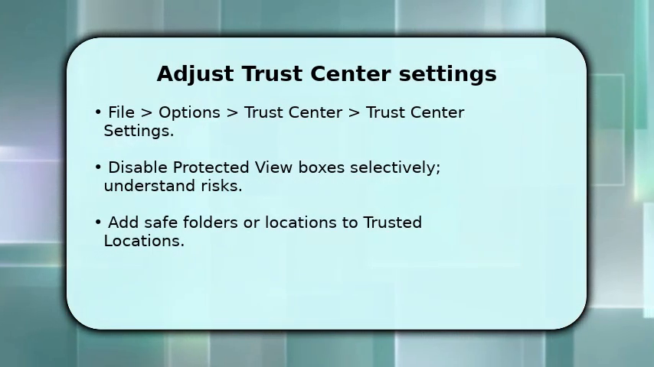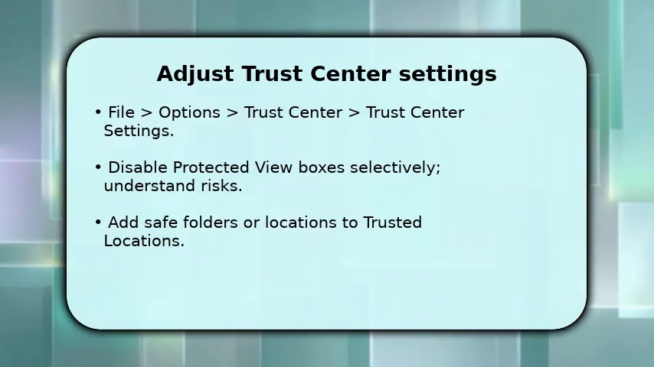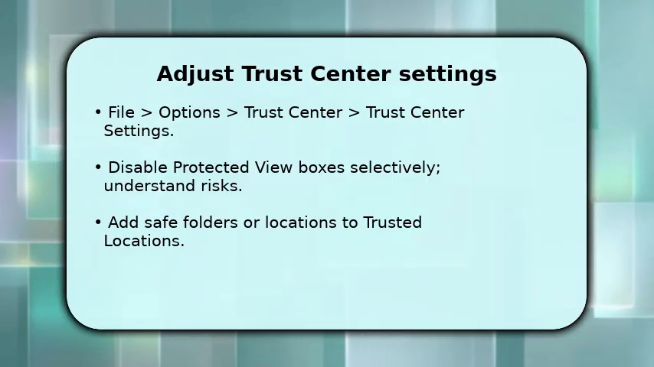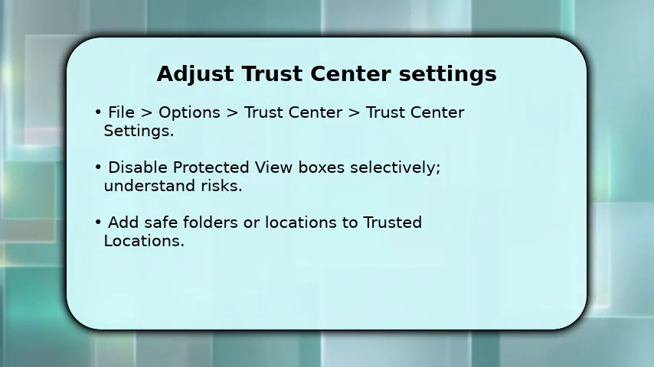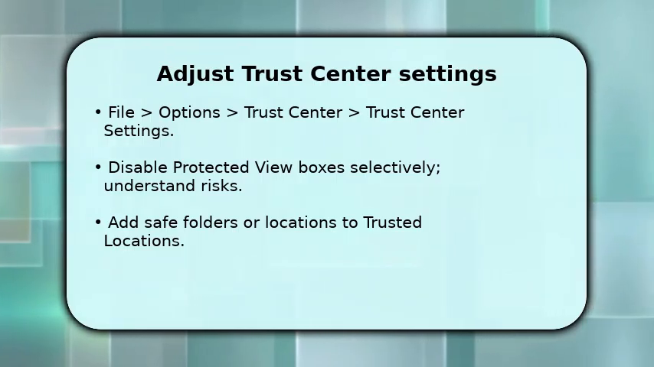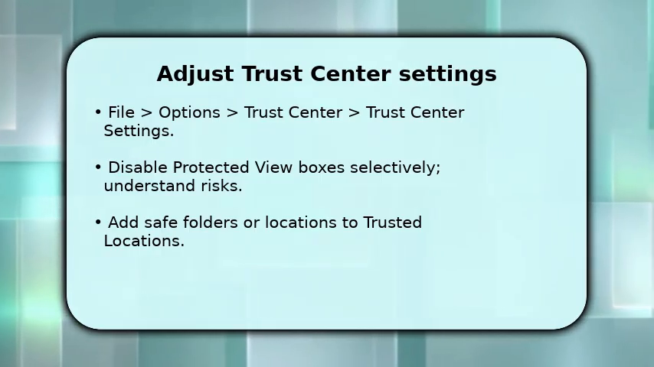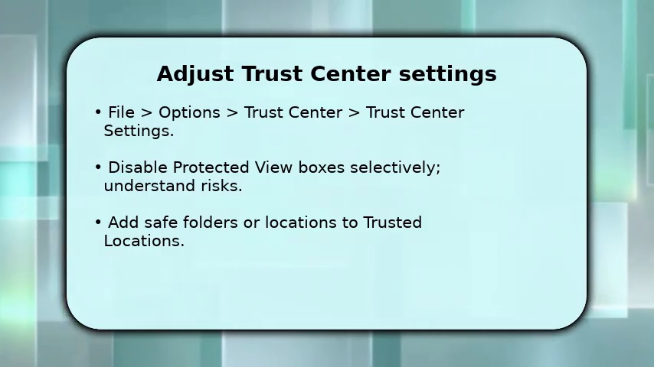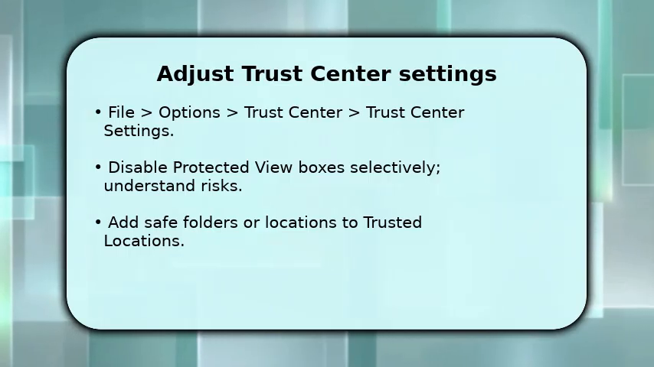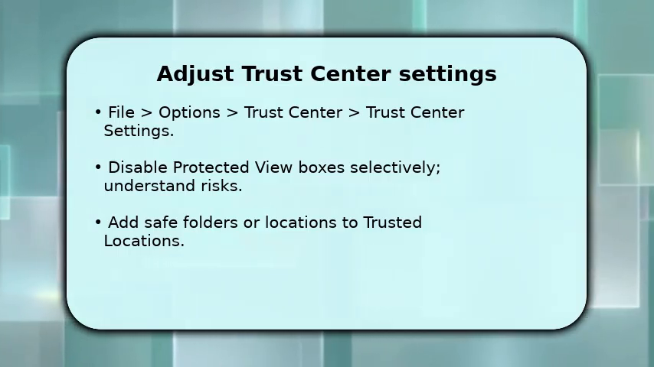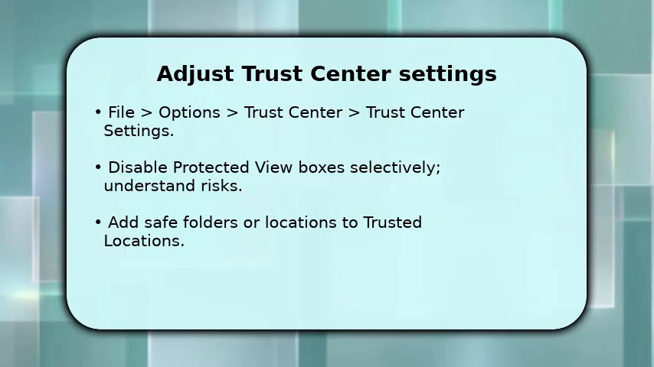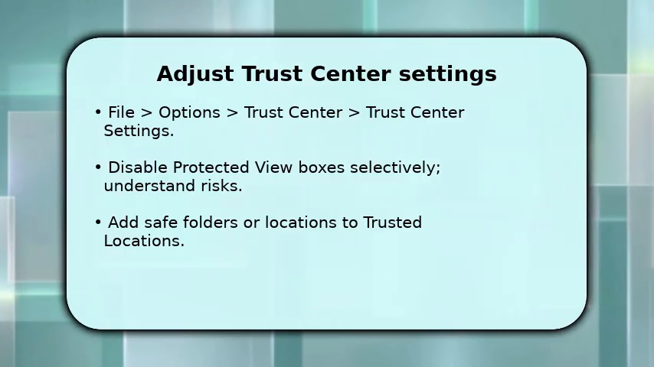You now modify Excel's Trust Center to resolve persistent protected view flags. Navigate to File Options, Trust Center Settings. This is where Excel enforces protected view. Uncheck only the specific protected view options you need disabled. Doing all three increases risk, because these boxes control files from the internet, unsafe locations, and Outlook attachments.